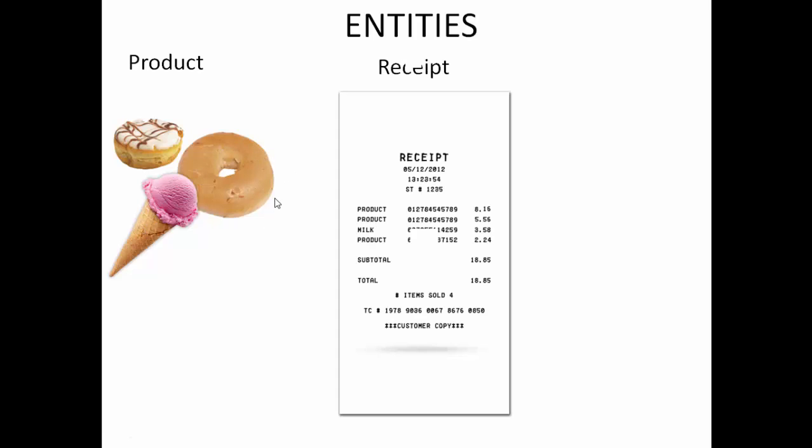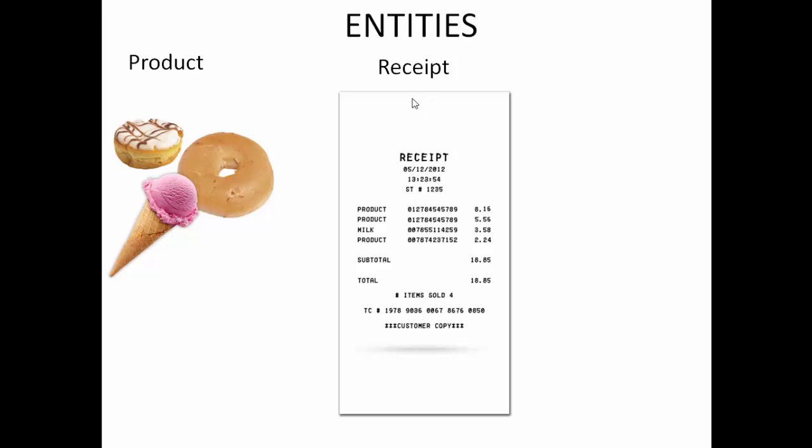So I'm gonna start out with very basic entities. So entities, we're gonna be selling products, like bagels, donuts, ice cream, drinks. So I'll have a list of those things. And when I sell those things, I have to give a receipt to the client. So in order to sell something, I have to print out some type of receipt. So I'll have a list of receipts.